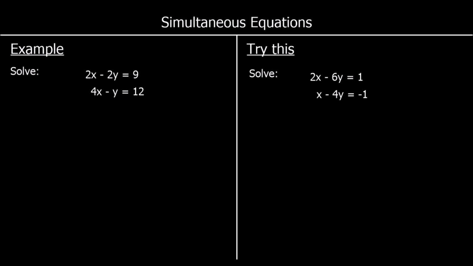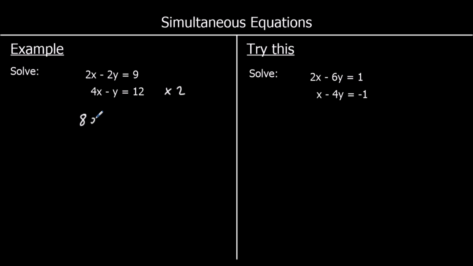And another example. This time we've got both negatives. So both equations have got a minus in them. 2x minus 2y is 9. And 4x minus y is 12. So we can either make the x's the same by doubling the top equation, or make the y's the same by doubling the bottom equation. So I'm going to make the y's the same by multiplying my bottom equation by 2.